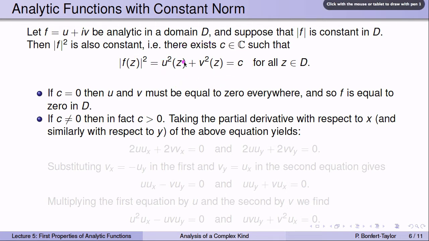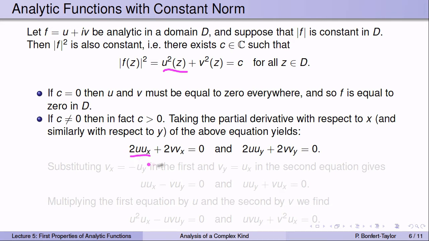How do you find the derivative with respect to x of u squared of z? u squared of z is the composition of two functions. It's the function u of z composed with a function that squares. The derivative of that by the chain rule is 2 times u of z and then times the derivative of u itself, which is u_x, because we're taking the derivative with respect to x. So the derivative of u squared of z with respect to x is 2uu_x. Similarly, the derivative of v squared of z with respect to x is 2vv_x. And on the right-hand side, the derivative of a constant is 0. So this is the equation that results when we take a derivative with respect to x of this equation up here.